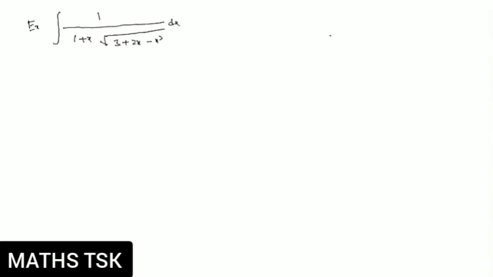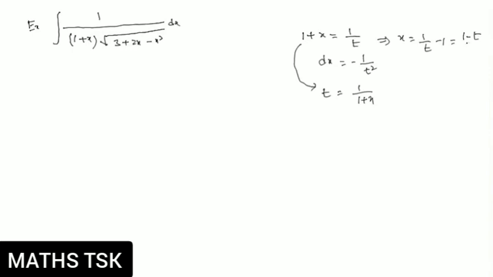What do you consider? Since it's in the form of 1 by (px plus q), consider px plus q, that is 1 plus x, as 1 by t. Therefore, the derivative becomes minus 1 by t square. What is the value of t? t is 1 by (1 plus x). What is the value of x? 1 by t minus 1, that is (1 minus t) by t. So t is 1 by (1 plus x), x is (1 minus t) by t. These are the values we have.